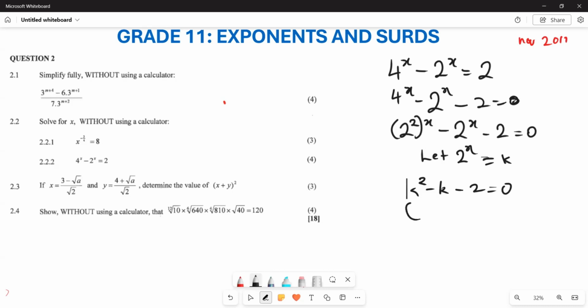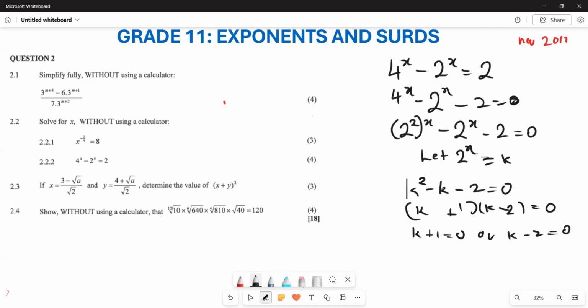Now from here, what is it that you're going to do? This is going to be equal to 0. Now what is it that you're going to do to get your negative k here? This is 1 and this is 2, so this is going to be negative and positive. And now that you have that, you are going to say that k plus 1 equals 0, or k subtract 2 equals 0.